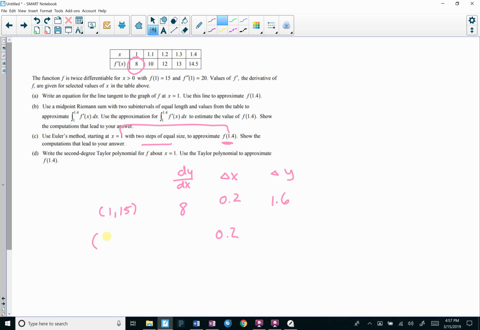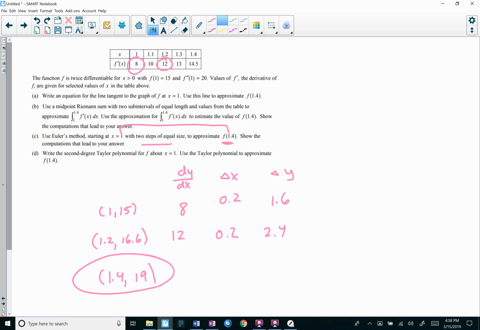So x increased by 0.2. Y increased by 1.6. Okay, so at 1.2, my slope is 12. Multiply, I get 2.4. So x increased by 0.2. My y increased by 2.4. That'll give me 19. Boom. That was worth 2 points for your Euler's method.